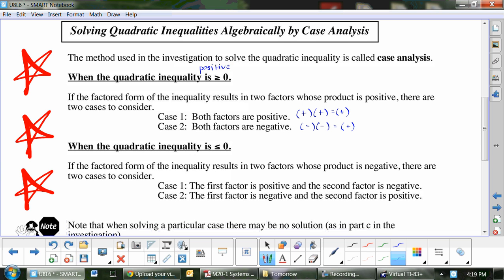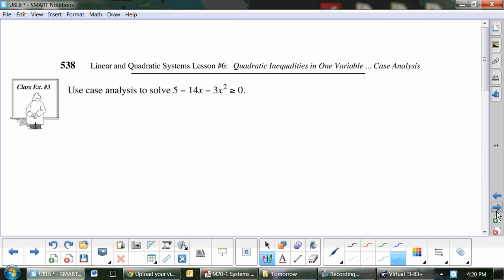When the quadratic inequality is less than 0, or a negative, we know that the first factor is positive and the second factor is negative is one of our situations, one of our cases. And the second case is if the first one is negative and the second one is positive. Okay? So if we flip to the page, we'll do one more example together.